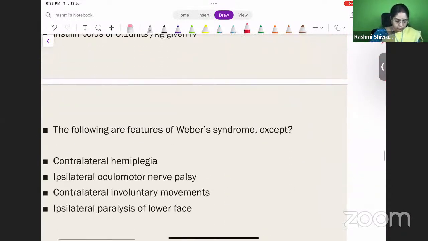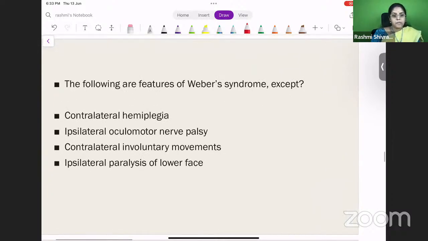Okay. So the following are features of Weber syndrome except: contralateral hemiplegia, ipsilateral oculomotor nerve palsy, contralateral involuntary movements, ipsilateral paralysis of face. So when it comes to these syndromes, we often get confused between ipsilateral and contralateral, and we also don't know which regions are involved, right? That's why these questions become tough. Once you learn the neuroanatomy easily, this will also be very easy for you to answer.